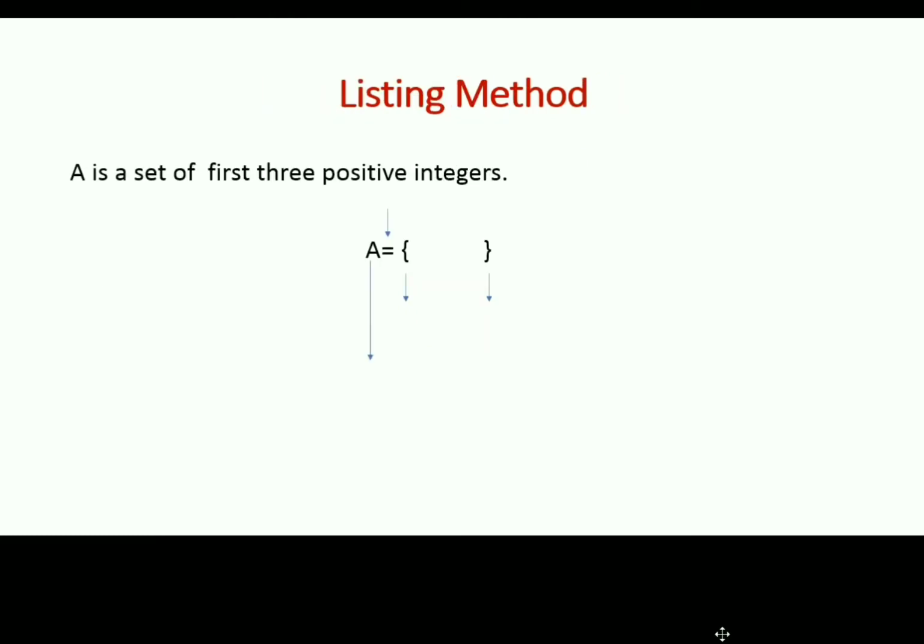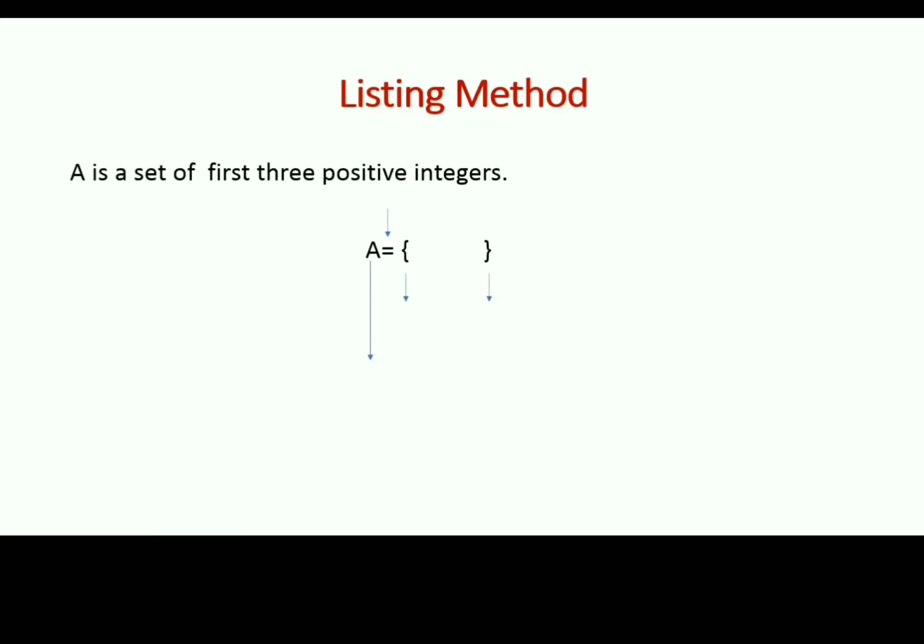In the listing method, we list the elements by separating them with commas between the braces. Let's see. A is a set of the first three positive integers. What are the elements of set A? 1, 2, and 3, right?